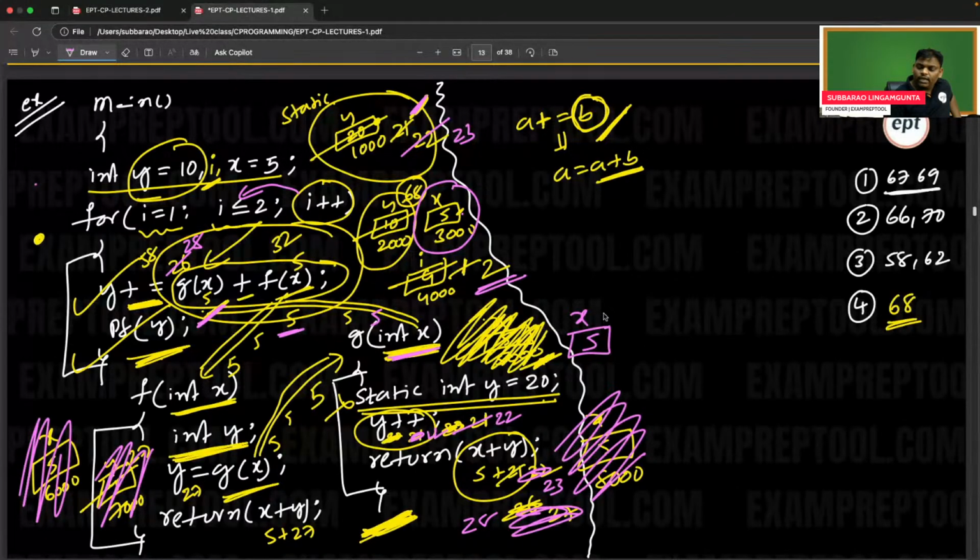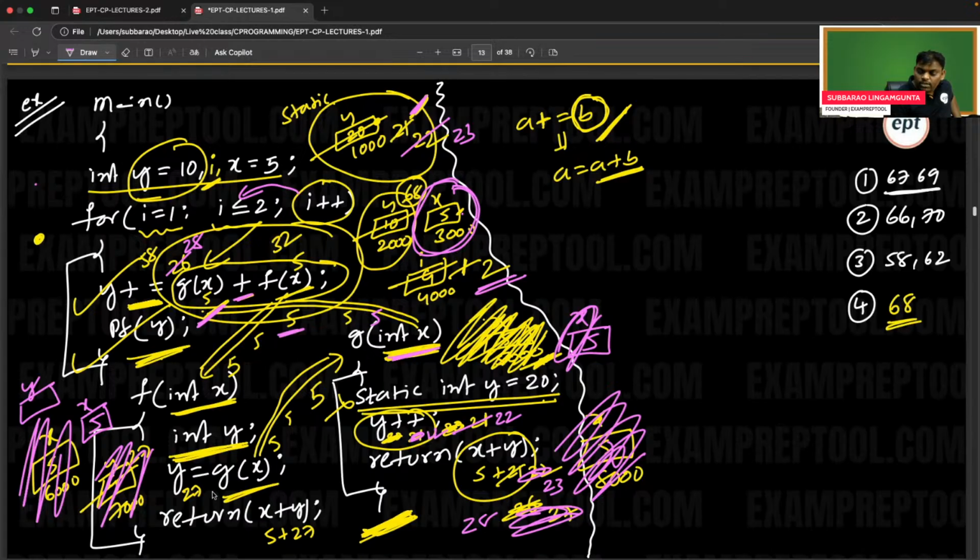Right? So again, memory will be deallocated. Go here, plus f of x. X value 5 will go, again will come. So x is 5. Now into y, y also memory will allocate.